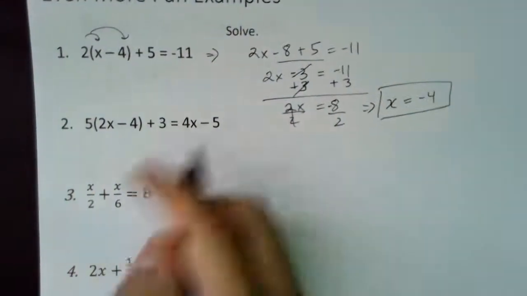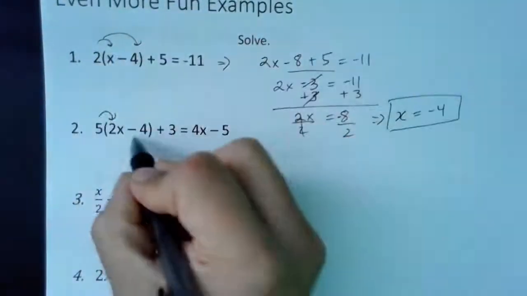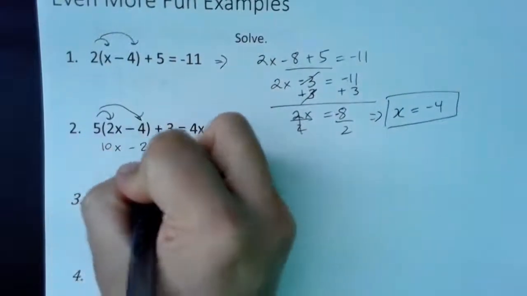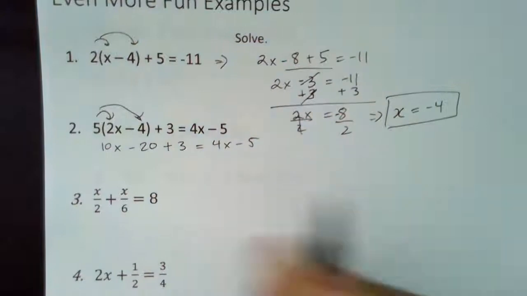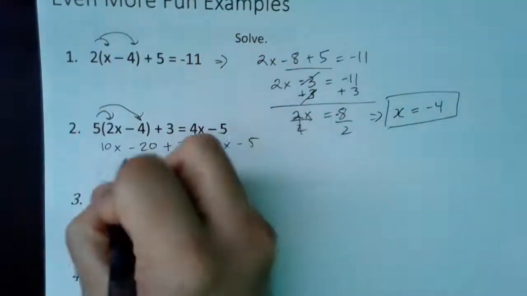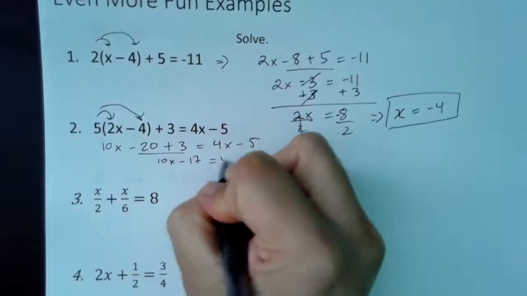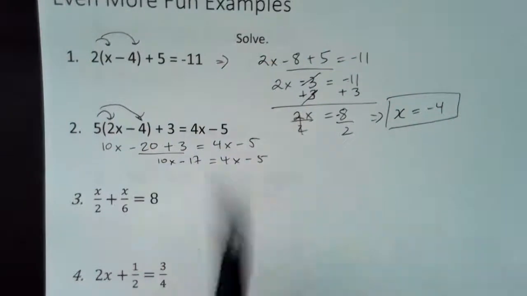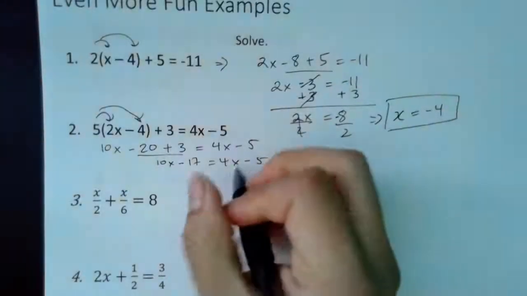Okay, so let's continue. So the first thing, we distribute the 5. So we get 10x minus 20 plus 3 is equal to 4x minus 5. Okay, combining like terms. So 10x minus 17 is equal to 4x minus 5. Okay, so we're going to move the variables over using the properties of equality, and then we're going to move the numbers to the other side by using that property.